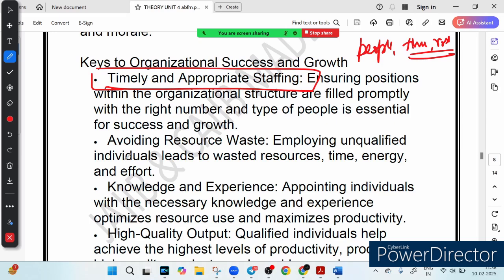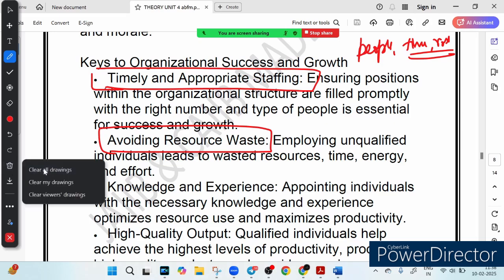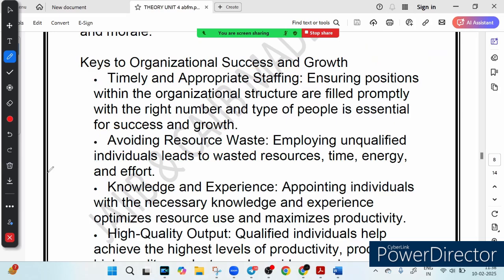Now, the second point is avoiding resource waste. You know that employing unqualified people is like hiring a driver who does not know how to drive. You should avoid resource waste. It wastes time, it wastes money, it wastes effort, creating more problems than solutions. That is what we call avoiding resource waste.